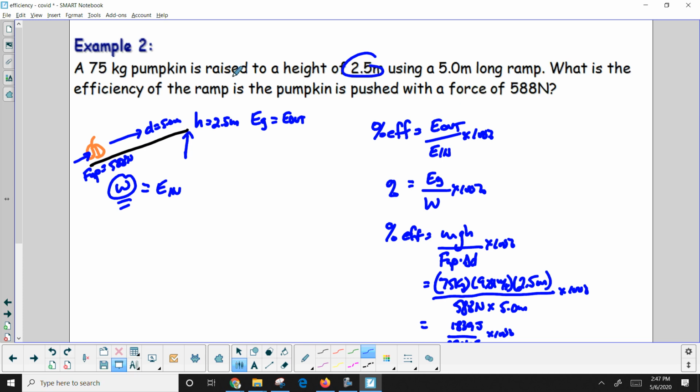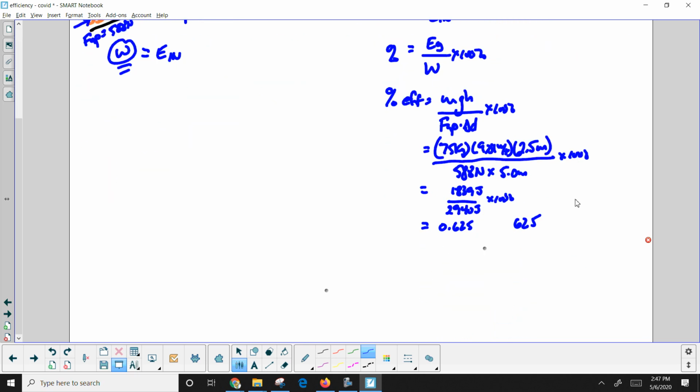Now, with significant digits, let's look at this. It looks like we've got 2 overall, so we've got to do a little bit of rounding here. I don't think it was exactly 62.5, a little bit higher. So therefore, the ramp was 63% efficient. So that's it.